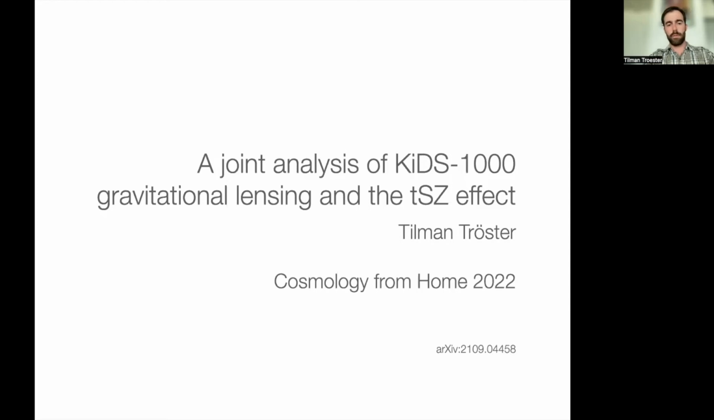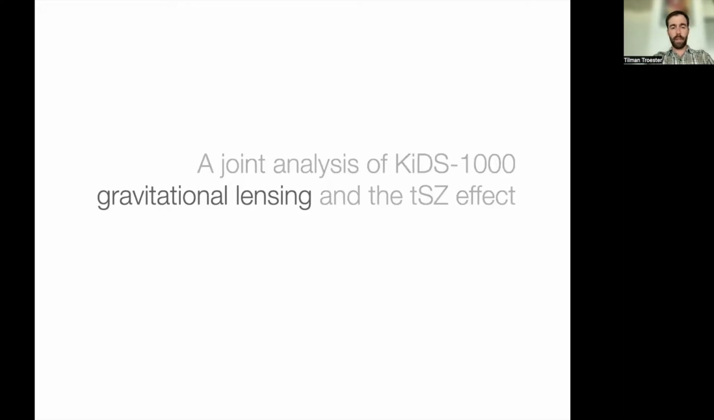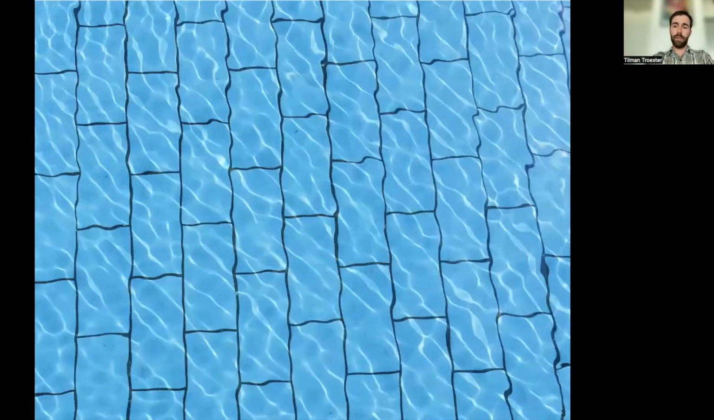In this talk, I'll give a quick overview of an analysis we did where we tried to analyze the KiDS-1000 gravitational lensing results with a cross correlation between gravitational lensing and the tSZ effect. Jump right in. Gravitational lensing, we can think of as quite analogous to trying to infer the surface of a pool by looking just at distortions of the tiles at the bottom of the pool and the specks of light.